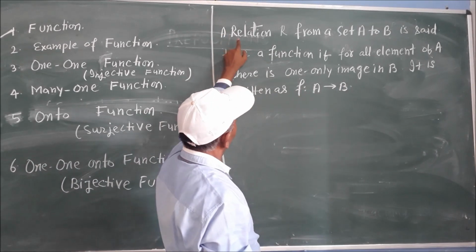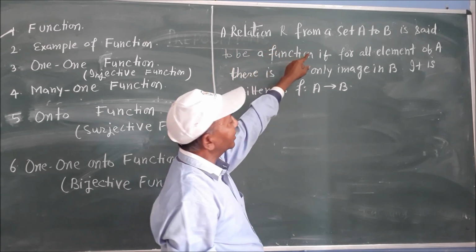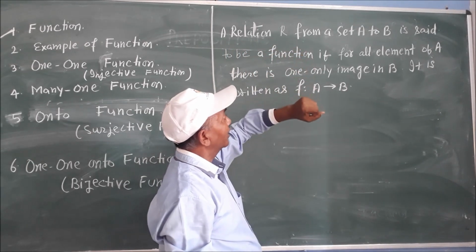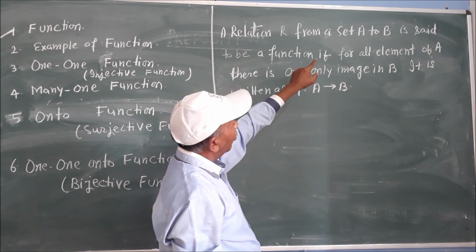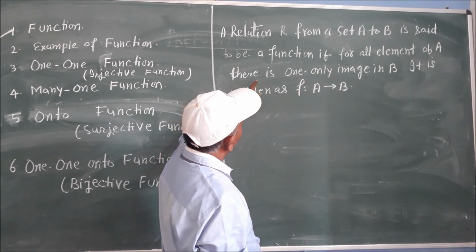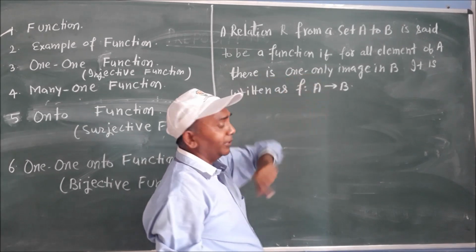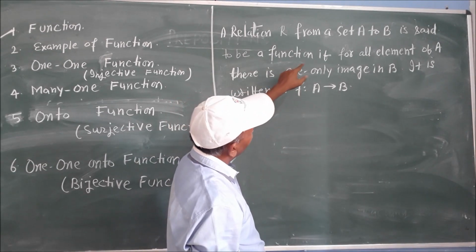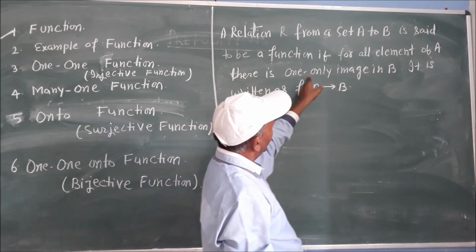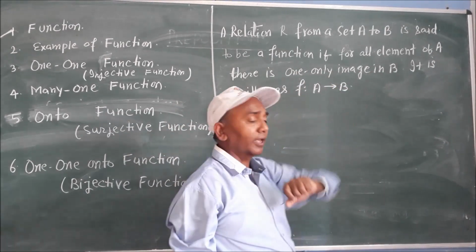See the definition. A relation R, a function is nothing but a relation in which all elements of set A have only one image in B. सेट A के सारे एलिमेंट्स के लिए एक और केवल एक इमेज B में होना चाहिए.